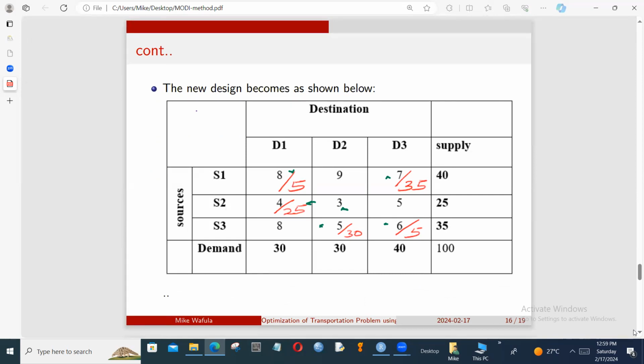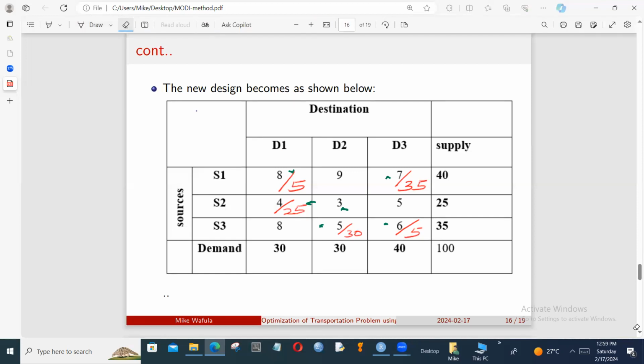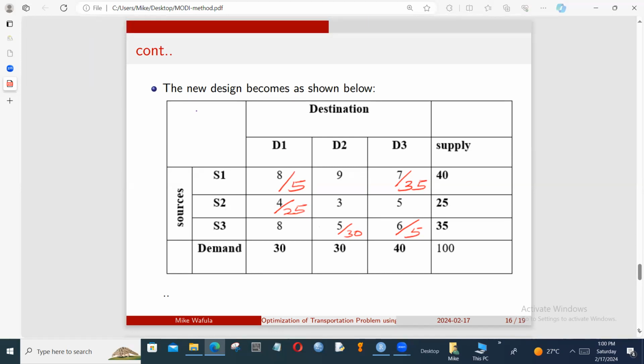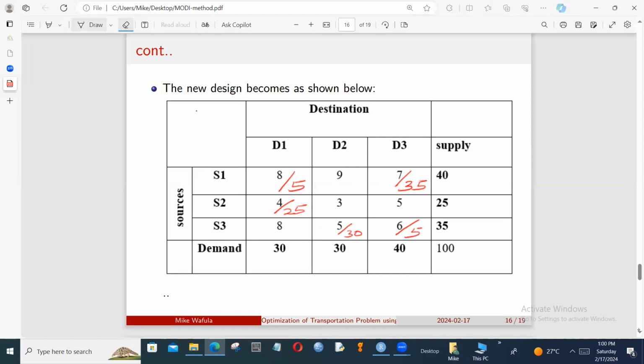Now this is the new design. Now we need to check what is now the basic solution. When you work out here, what is the total cost when you do the product here? Is it still 590 or lower? We expect it to be lower. Let's do the costing here.